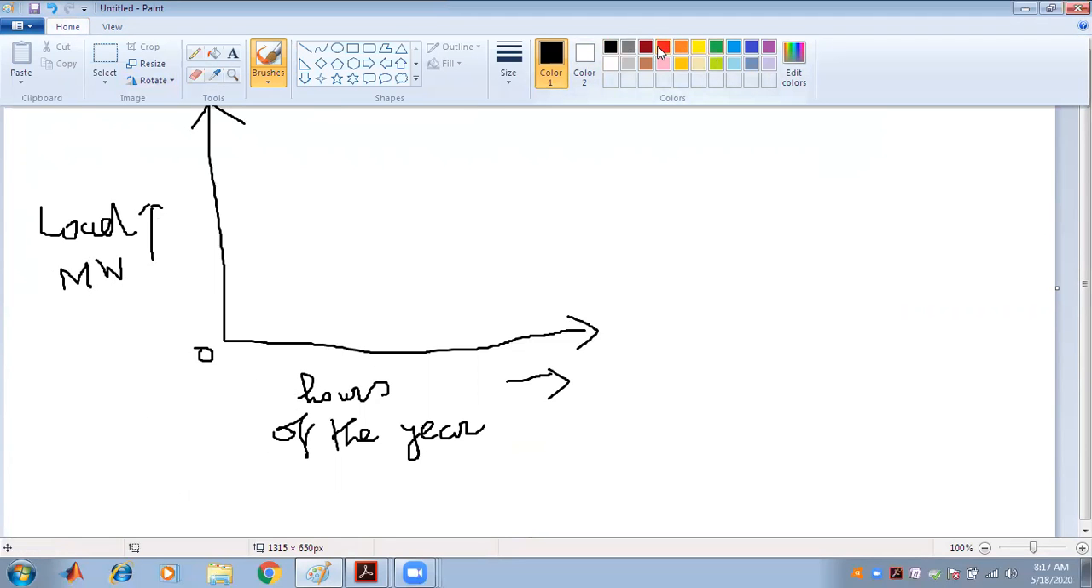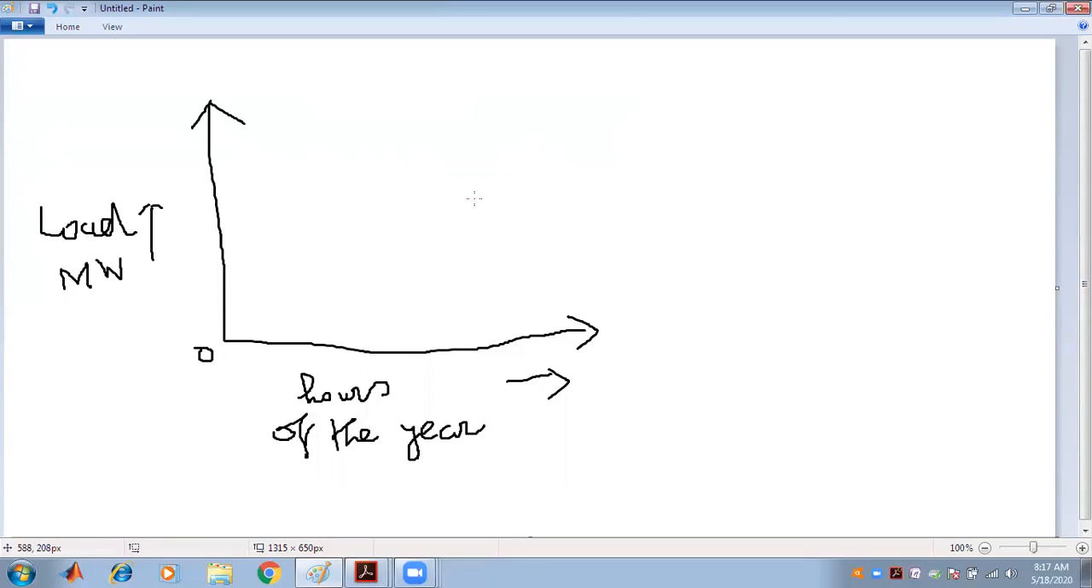So let us first draw the straight line. It is given that this follows a straight line from 20 megawatt to 4 megawatt. So this is our 20 megawatt, and this is our 4 megawatt. So a straight line is coming from 20 megawatt to 4 megawatt for 1 year, and the value of that is 8760, the total hours.